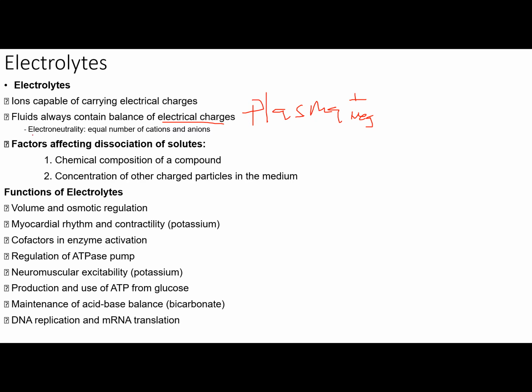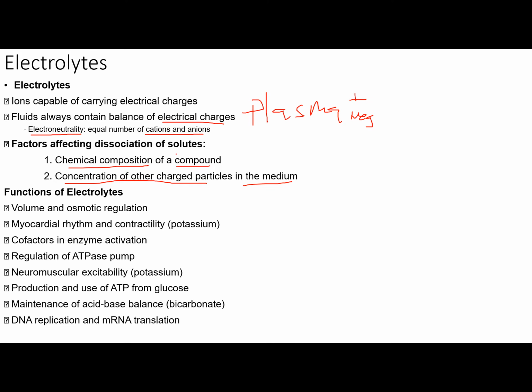Now, this balance, class, is what we call electroneutrality. Electroneutrality means that there is an equal number of cations and anions. So, very important yan, class, na balance dapat yan sa body natin. Now, there are different factors affecting dissociation of solutes. We have the chemical composition of a compound, and the concentration of other charged particles in the medium.